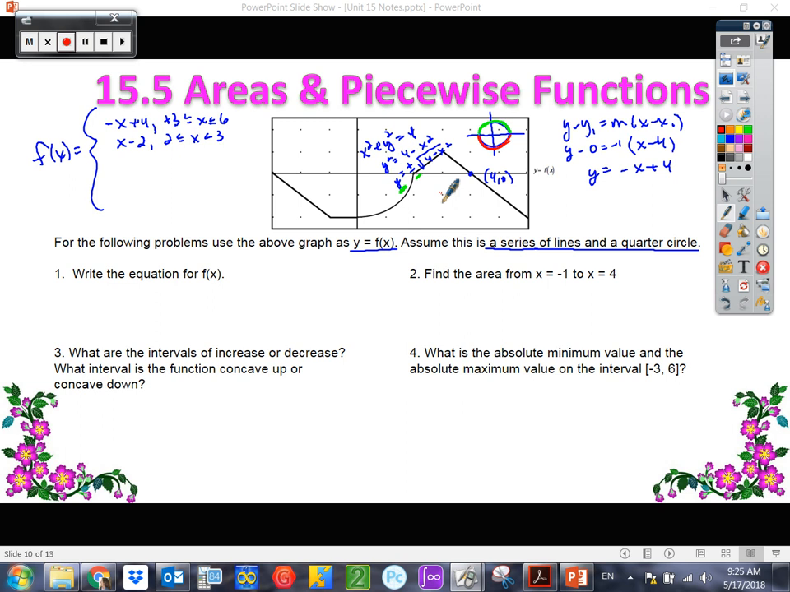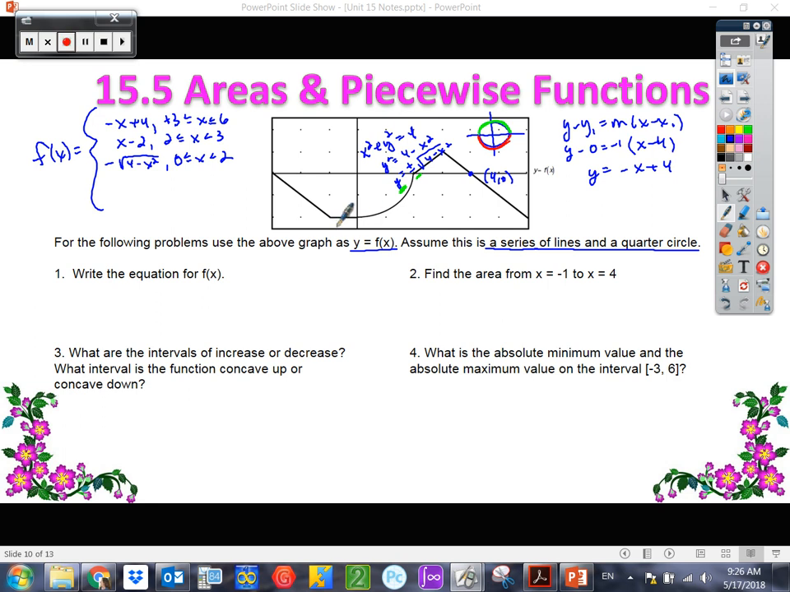We get that. So since this little quarter circle falls underneath the x-axis, we're going to need to use the negative version of our equation, which would be negative square root of 4 minus x squared. And that equation is good from 0 to 2. Okay, so there's our quarter circle.